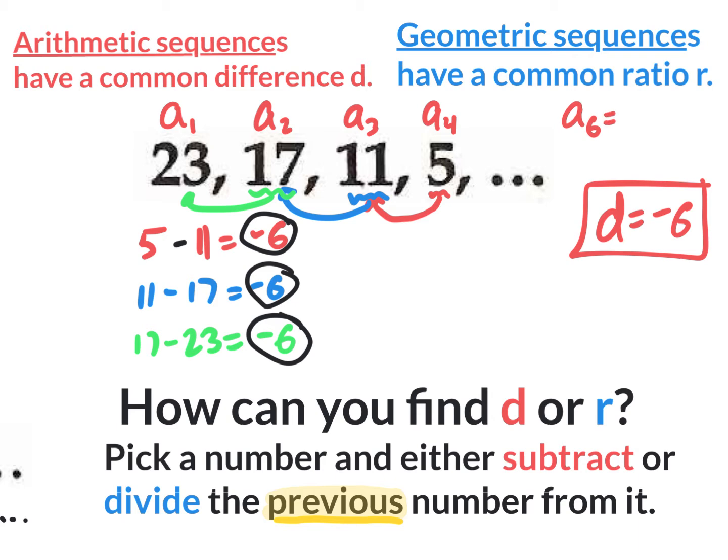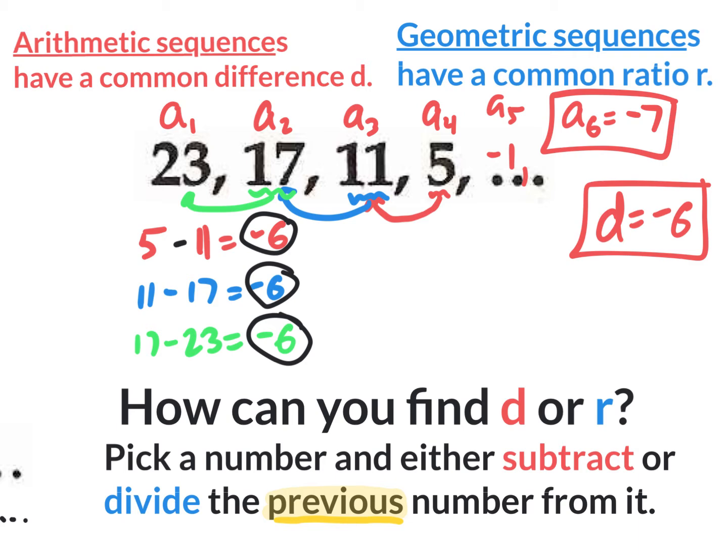And you would say what? What is a sub 6? Negative 7, right? Again, 23 plus negative 6, or 23 minus 6 is 17. 17 minus 6 is 11. 11 minus 6 is 5. 5 minus 6 will give you a sub 5. That's negative 1. And a sub 6 will be negative 7. Of course, I could ask you for a sub 8, which would be what? Negative 13. Does that make sense?